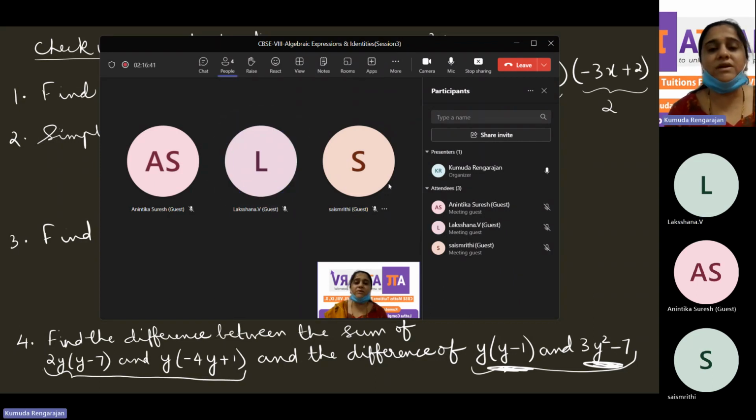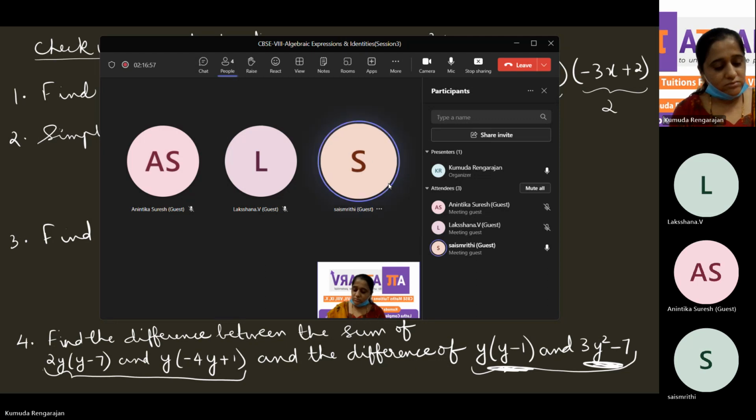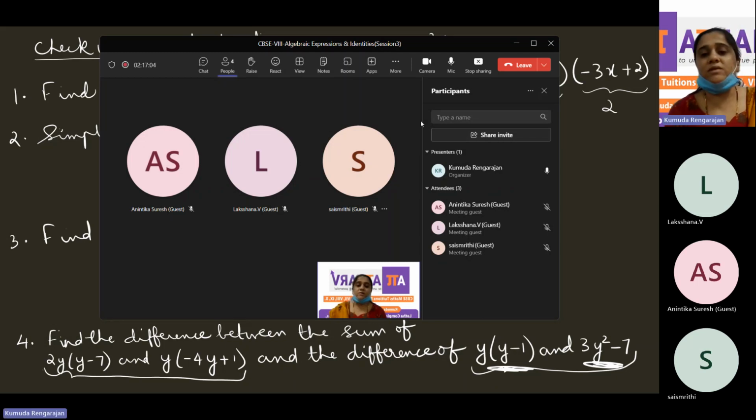Sai Smriti, your answer may be right. I'm not talking about that because I haven't worked it, so I don't know the correct answer. But the presentation is not acceptable. You must focus on the presentation also. Okay, ma'am. So I've got the pictures only from Sai Smriti and Lakshana.